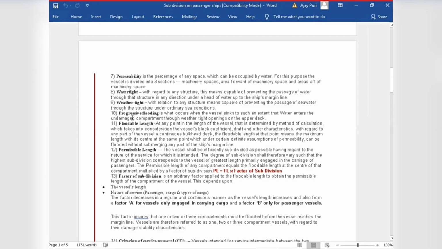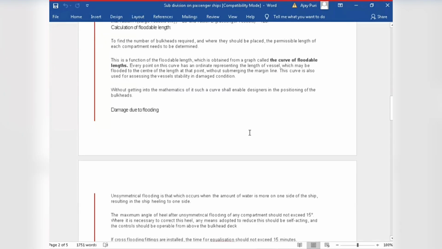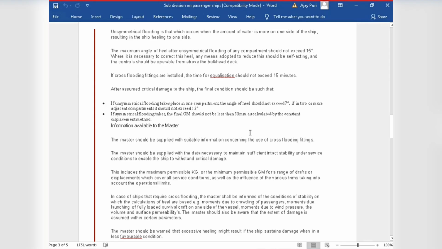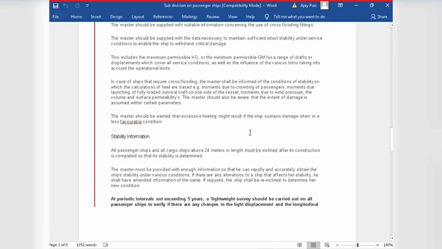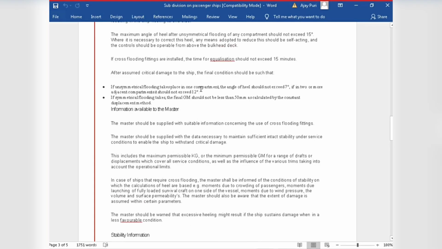Now, progressive flooding is basically when your vessel is sinking so that the water enters the undamaged compartments. That is progressive flooding. CS we have done. Now, what is the information available with the master? We have already done that. I think we can do that again. What is the stability information? We'll do this now.